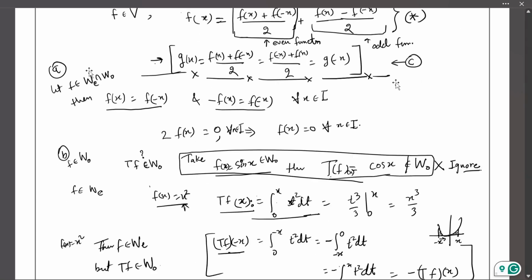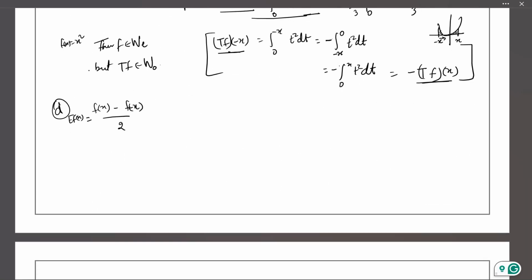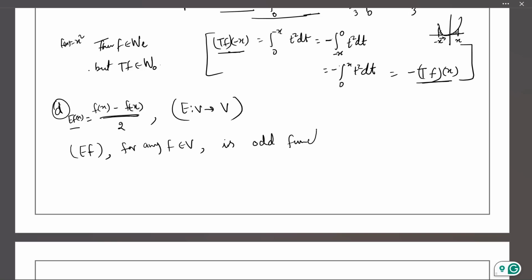Let me explain once more. Sometimes I mess up things while speaking. So this is your E defined from V to V. So what is Ef for any f belonging to V? It is an odd function, right? Odd function. So the range of this E, let's say E prime.